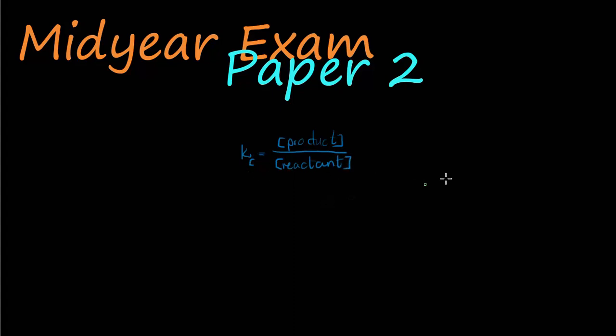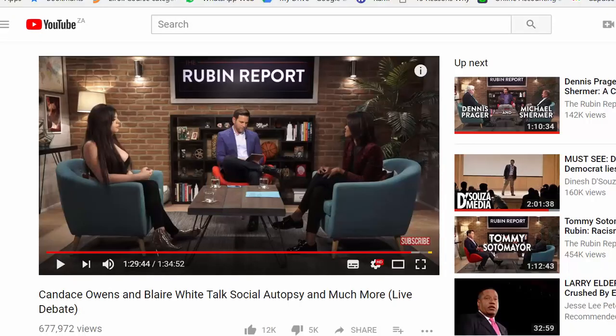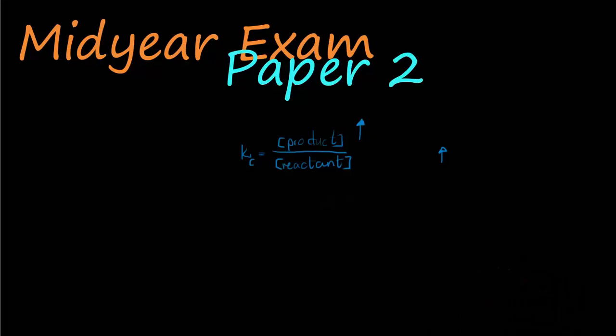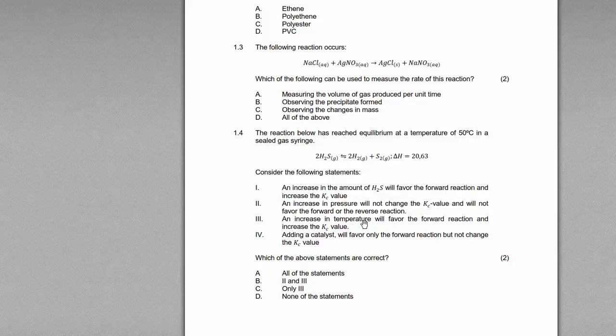Okay, so temperature is the one which would increase, and that increase will cause the Kc value obviously to increase. If we increase the denominator, the Kc value will decrease, but in this case, let's get back there. Okay, so the forward reaction is favored and the Kc value is increased. So number 3 is correct.